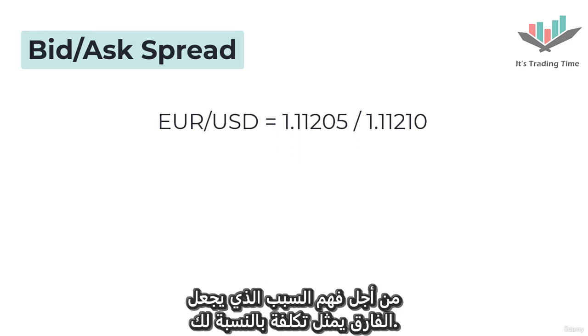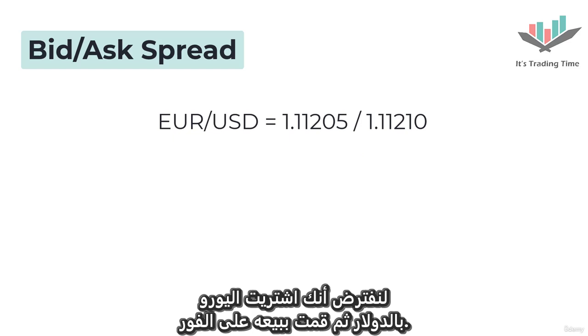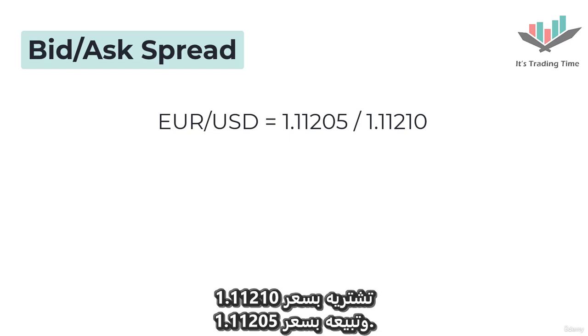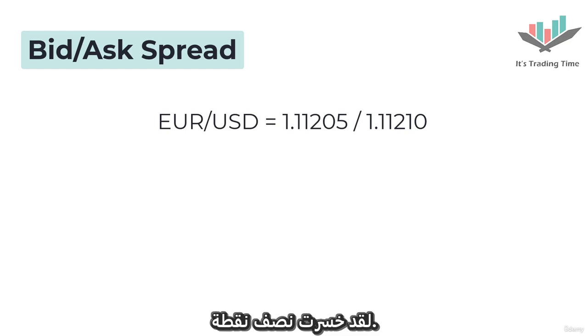In order to understand why the spread represents a cost for you, let's say that you buy euro-dollar and then immediately sell it. You buy it at 1.11210 and you sell it at 1.11205. You lost half a pip.